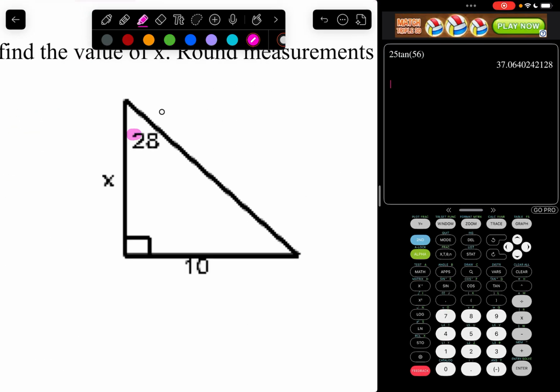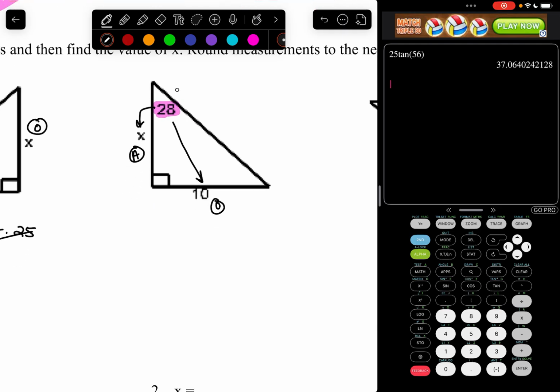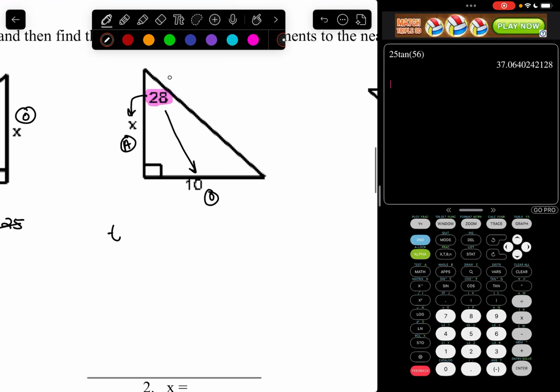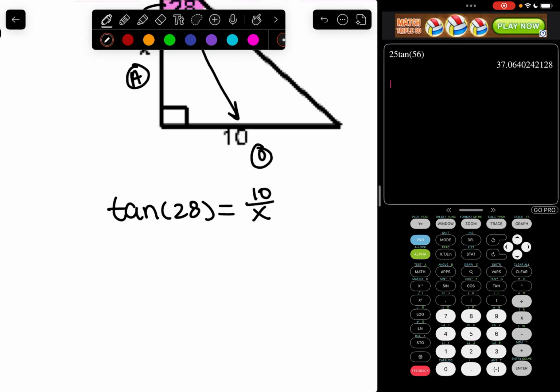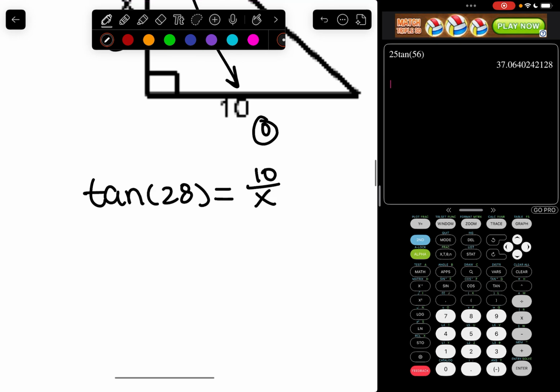Over here, my angle that I was given is 28, so the opposite side is way over here. This is opposite. This side over here is my adjacent side. So we've got to be careful when we set up this trig ratio. So we're going to say the tangent of 28 equals 10 over x. Now, in all the examples that we've done so far, x was on the top of our ratio, but now x is on the bottom. So we still have to solve this for x, and we're still going to do it the same way that we've been doing. We're just going to have to do an extra step.